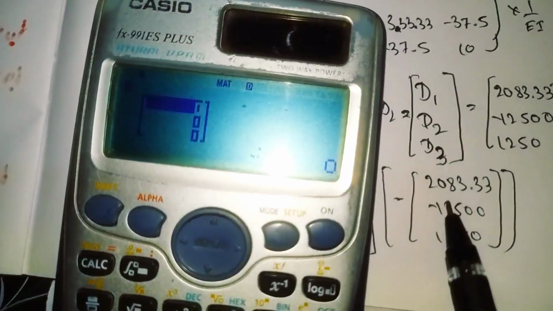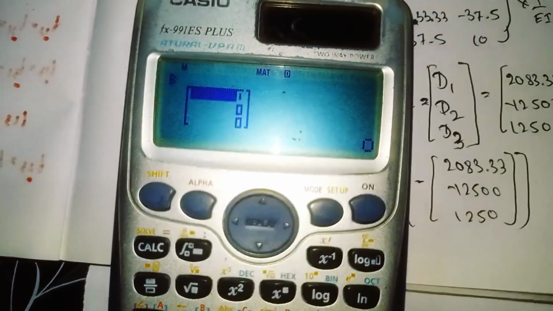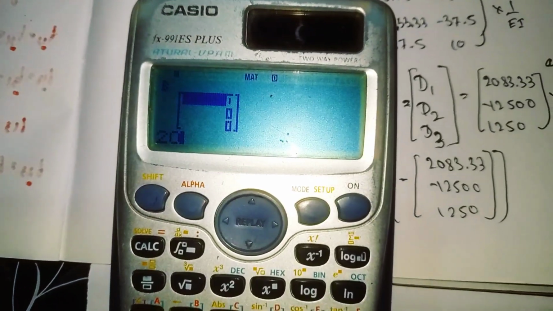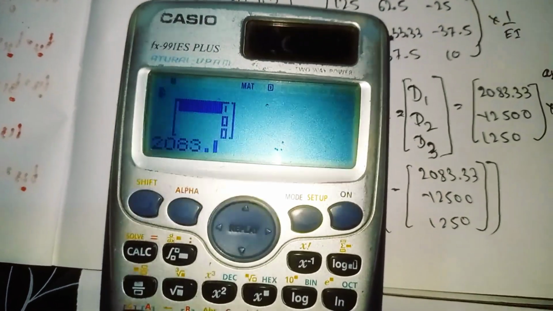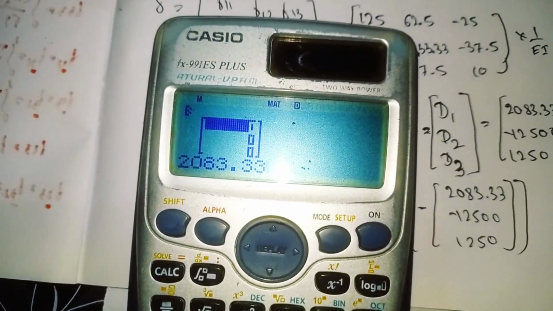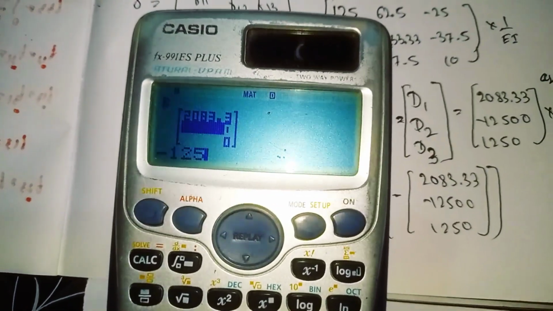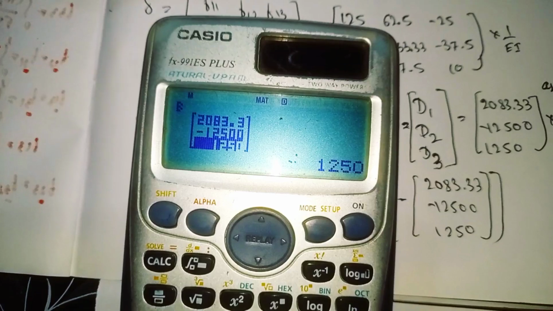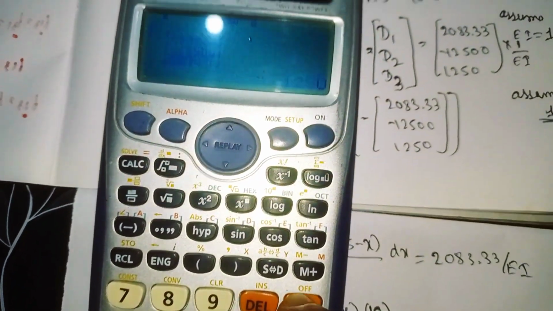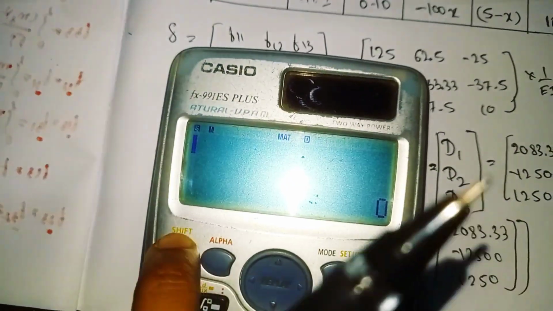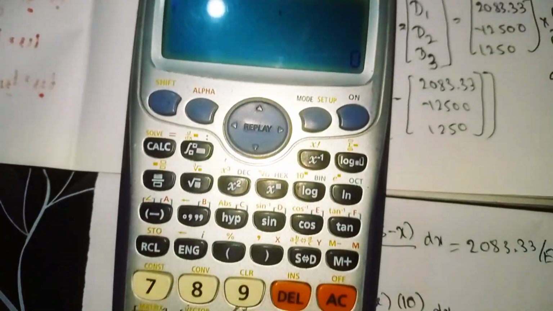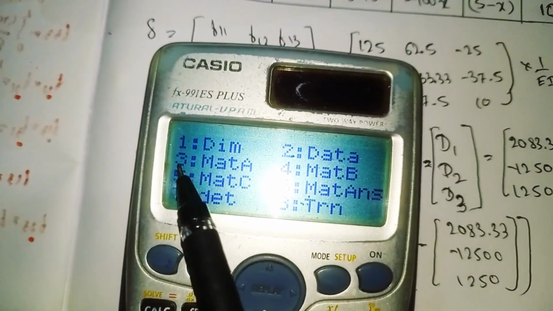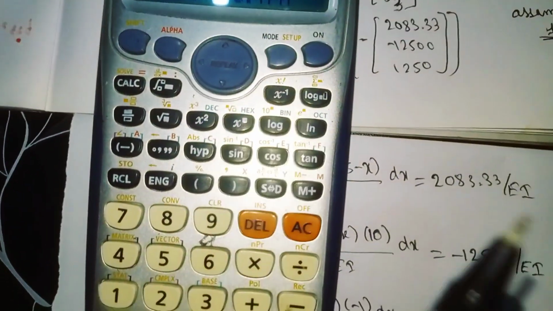Now enter all the values in this matrix: 2083.33 equals, minus 12,500 equals, 1,250 equals. Now press AC again, press shift once again and press 4, and now you could see the matrix is at number 3. So now press 3 here.